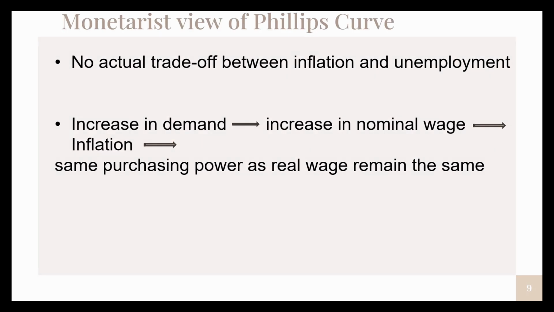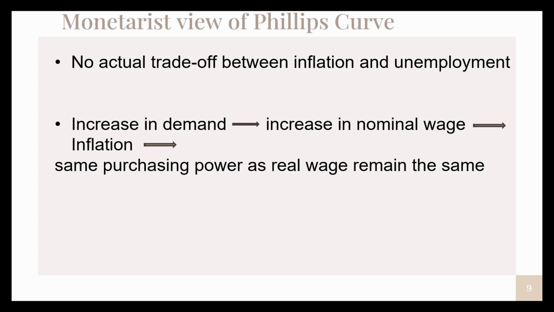Now, let's discuss the monetarist view of the Phillips curve. There is a group of economists known as monetarists who have always questioned this trade-off described by the Phillips curve. They argue that in the long run, there is no actual trade-off between inflation and unemployment because the long-run aggregate supply is not responsive to changes in aggregate demand.